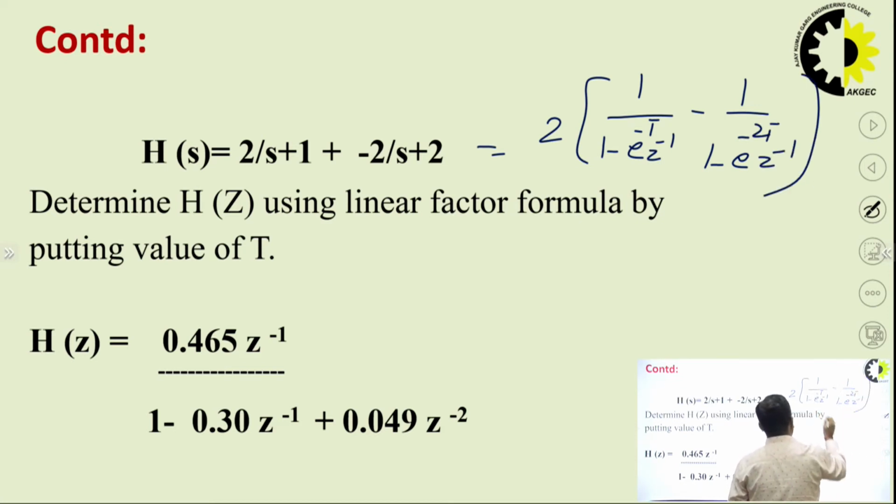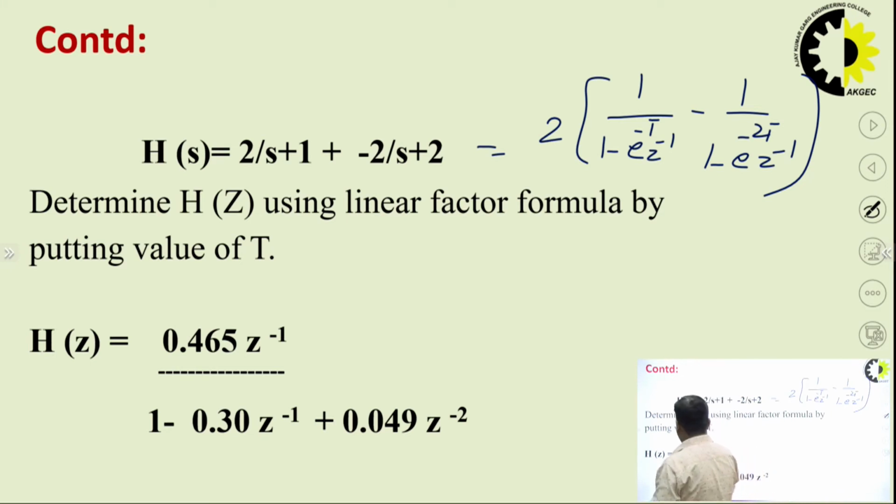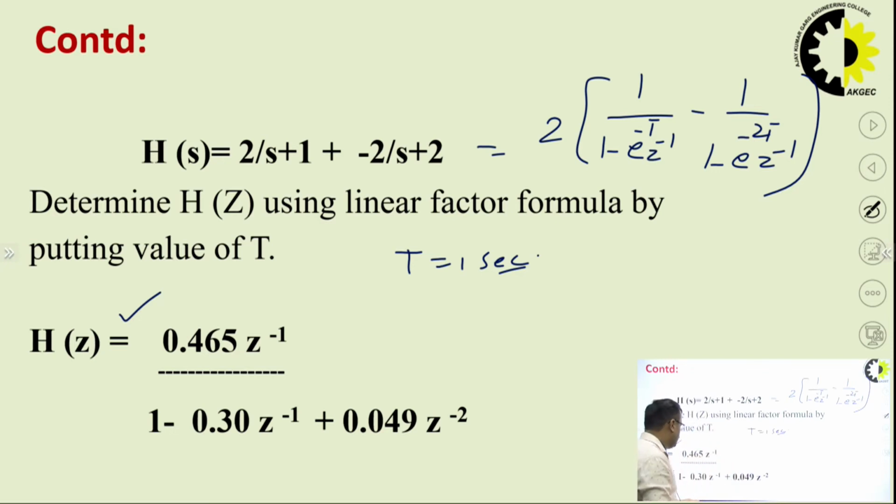Now you can take the LCM and solving this factor, you will get H of Z is equal to this one, after putting the value of t is equal to 1 second. t is given in the question, you can put the value of t at the last and you will get the answer. So you have to use these three formulas in terms of linear factors, cosine form and sine form, and you can convert, you can transform your H(s) into the H(z).